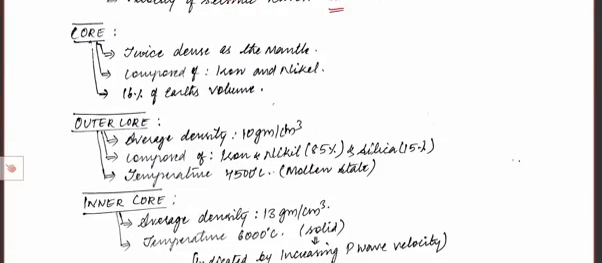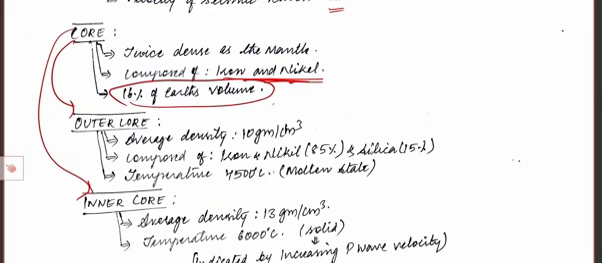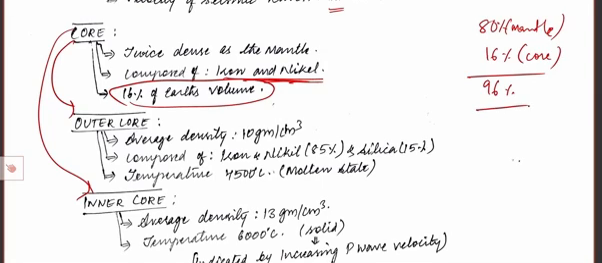Now let's see what the core is. The core is also classified into two types, the outer core and the inner core. The core is twice as dense as the mantle area. This has the maximum density, and is mainly composed of iron and nickel, 16% of Earth's volume. Mantle is 80%, and this core area is 16%. So total 96%, and the remaining 4% will be the crust area.